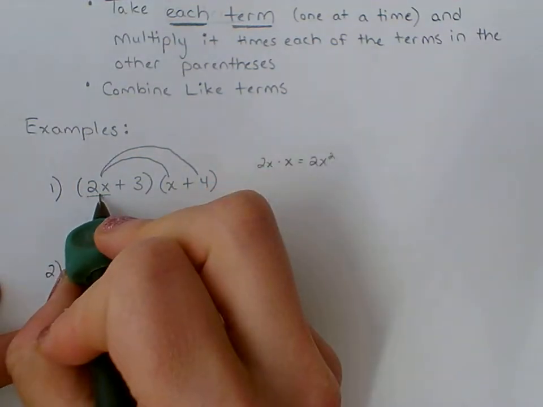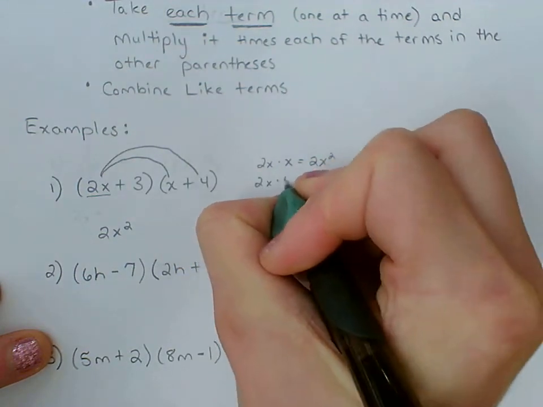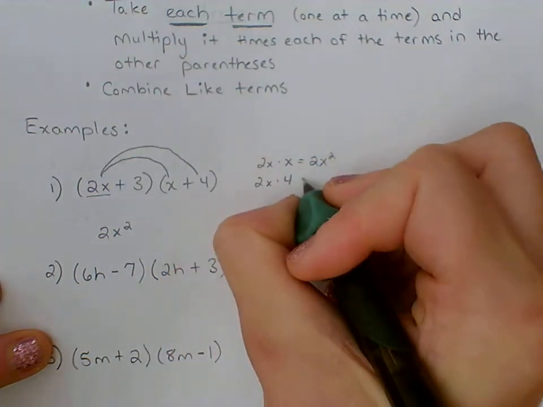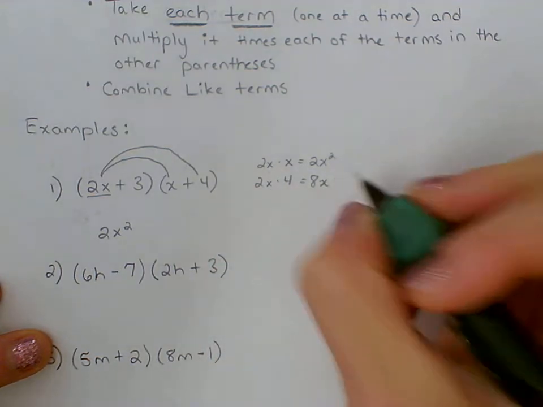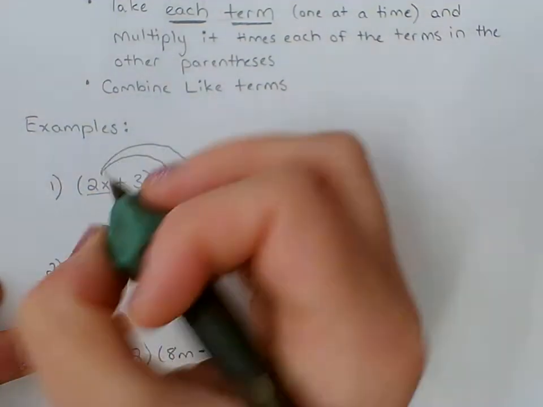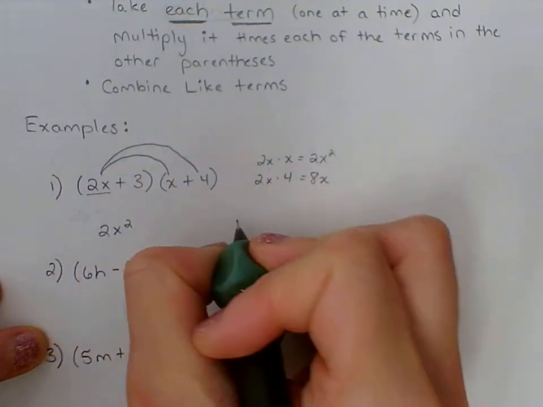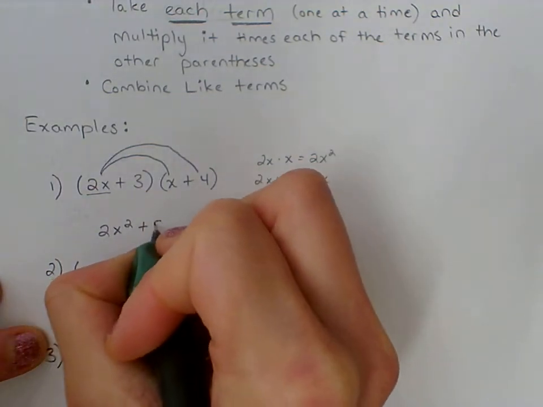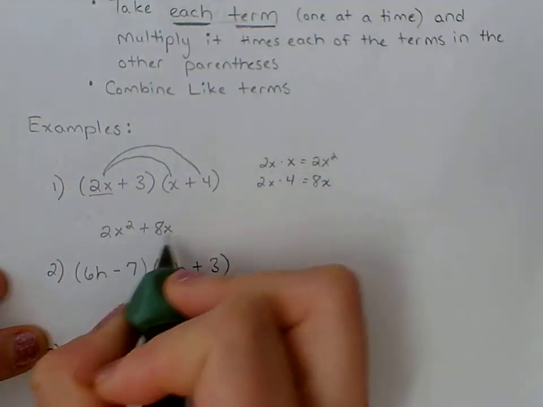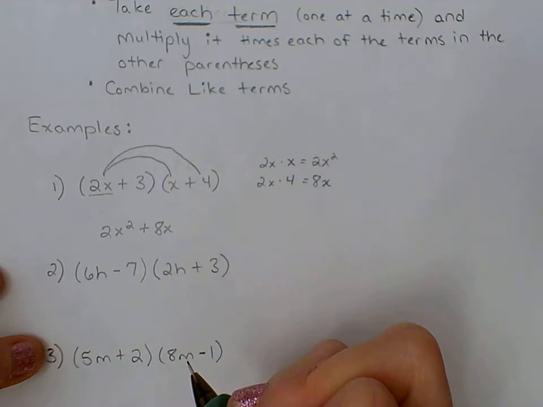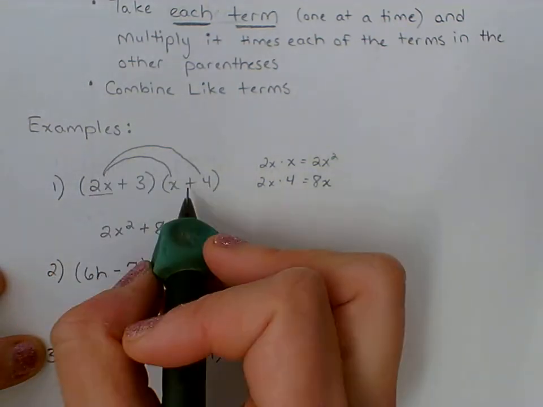And then we have to take the 2x times the 4. So we got 2 times 4, which is 8, and then x doesn't have anything to multiply with, so it just comes over. So we get an 8x. As we're doing this, that's a positive 8x, so we have to write our plus and minus signs to separate our terms. So we have a plus 8x there. And now notice we've taken the 2x times everything in this parentheses.